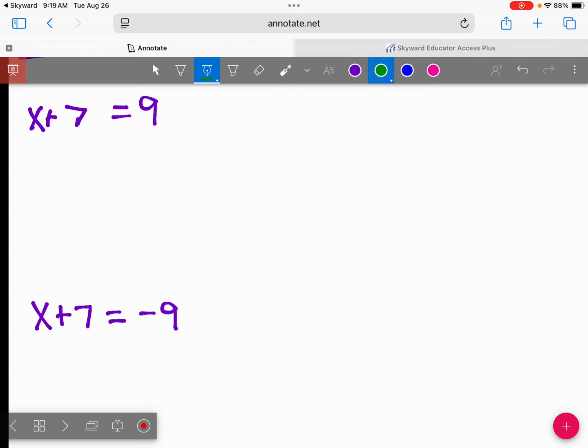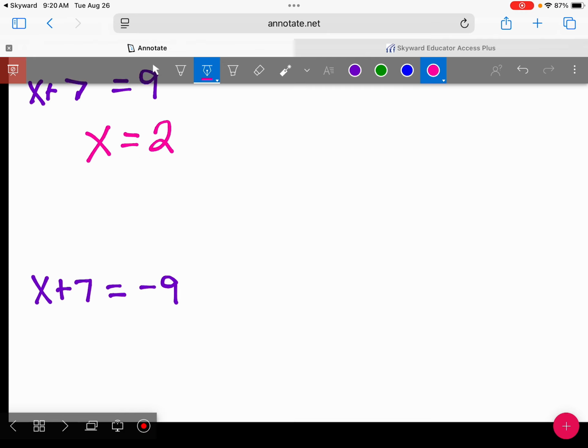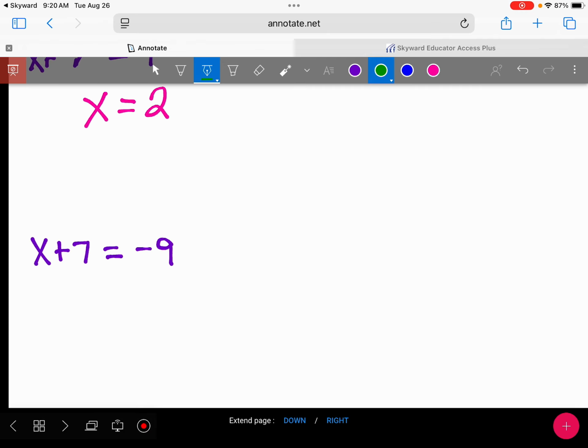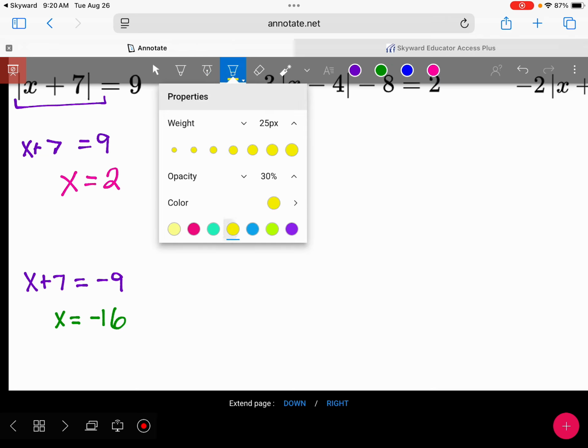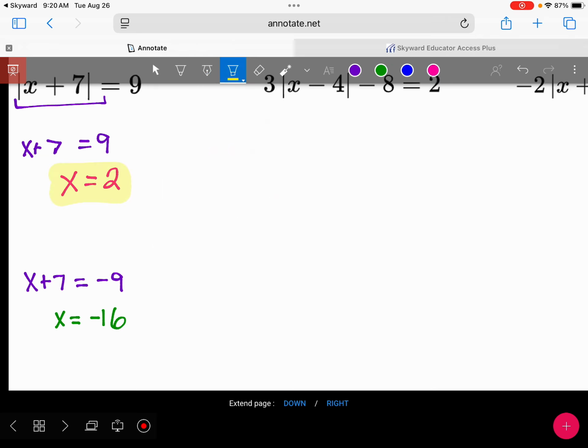So what is our solution going to be on this one for the top for our positive 9? X equals positive 2. What about for our negative 9? What's going to happen down here? Negative 16. So we have two solutions here, and they're both important. So we're going to isolate our absolute value, and then we split it. We've got to get our absolute value by itself first before we just start splitting things.